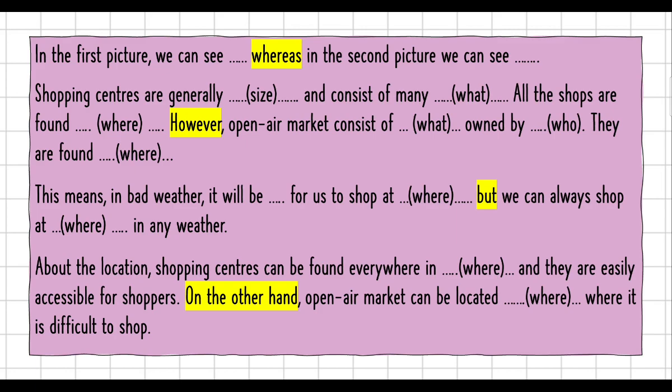compare the two things. Alright, so number one, in the first picture, we can see what, whereas in the second picture, we can see what. Whereas means manakala. Gambar pertama, kita boleh tengok apa. Manakala, gambar kedua, kita tengok apa.